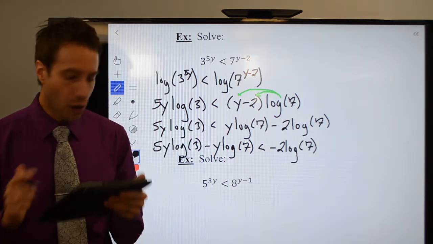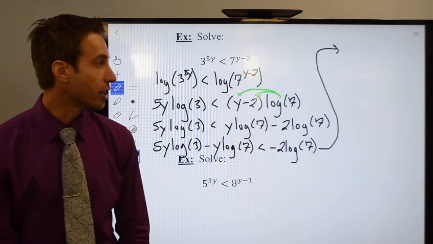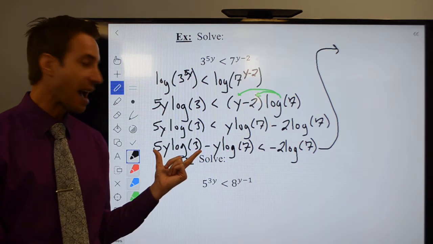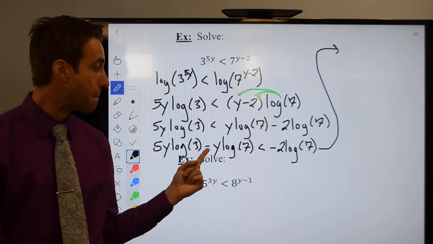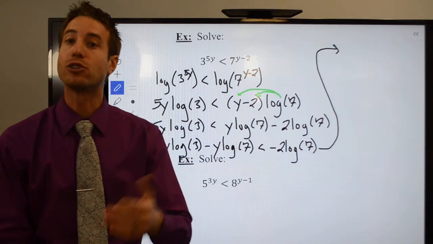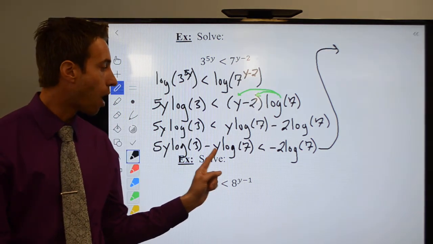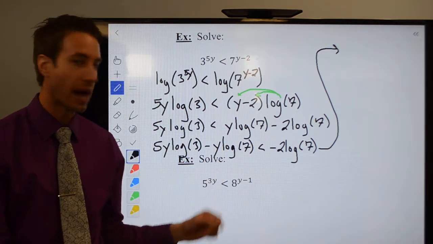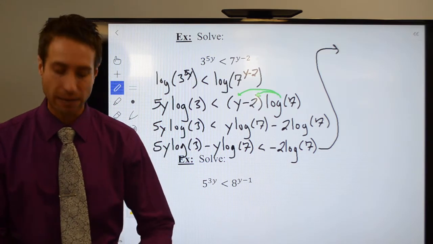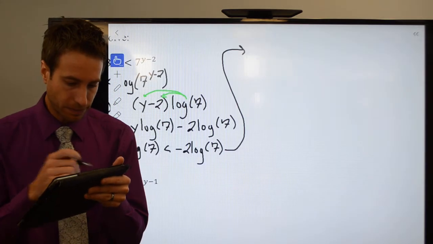All right, let me slide over a little bit so that you guys can see the rest of my work. I have this guy, 5y common log of 3, minus the y common log of 7. What do both of these terms have in common? They both have a y in them, right? I have a y here and a y here. So I'm going to factor out that y and leave the rest.